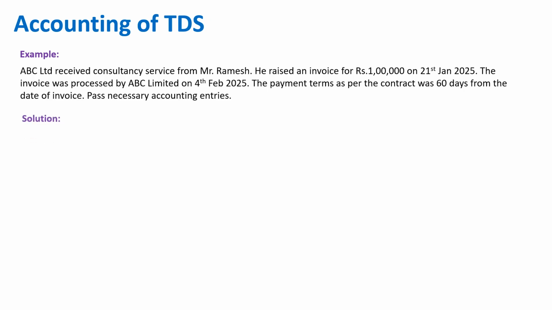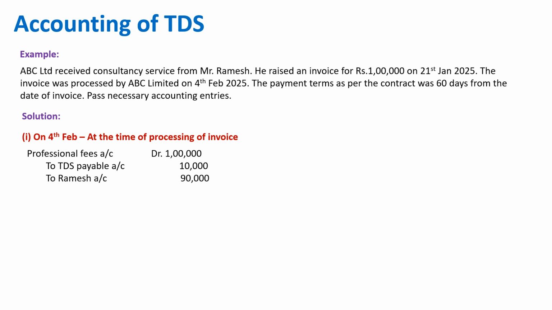Now the question is, shall I post an entry on 21st January 2025? No way, because the invoice was received and processed by the company on 4th of February. So you can't post an accounting entry before that. So on 4th of February, when you're processing the invoice, what accounting entry are you going to post? Professional fees account debited rupees 1 lakh, because that is the invoice value you are receiving from Mr. Ramesh. To TDS payable, that is the 10% you are deducting from the invoice value, 10,000 rupees, to Ramesh account 90,000. Correct? So here Ramesh account will not be 1 lakh, because you are going to pay net of TDS to Ramesh, that is 90,000.